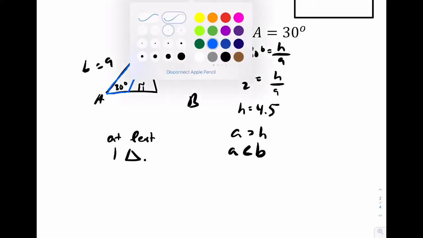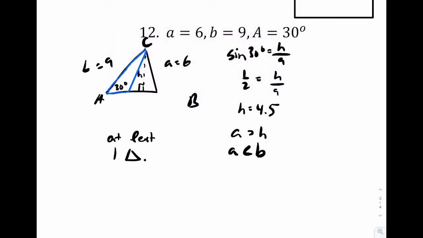So that's what that means when we're doing the 2 triangles possible, 1 triangle, 0 triangles. That's the concept behind it. So if A is bigger than H and A is less than B, therefore there are 2 triangles.